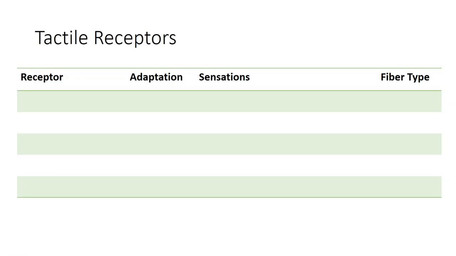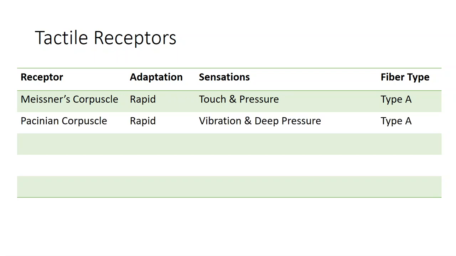Now let's look at the important tactile receptors and some of their properties. Meissner's corpuscles are rapidly adapting mechanoreceptors which detect touch and pressure sensations. These are connected with type A sensory fibers. Pacinian corpuscles are also rapidly adapting mechanoreceptors which detect vibration and deep pressure sensations. These are connected with type A sensory fibers.